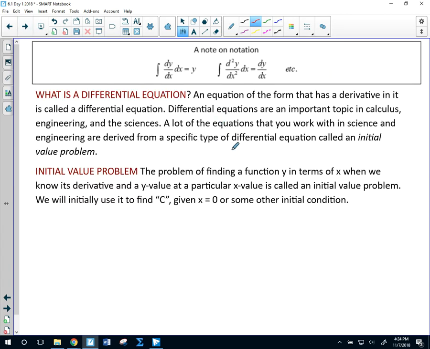So now we're going to talk about differential equations. A differential equation is an equation that basically has a derivative in it. Differential equations are used a lot in calculus, in particular in engineering. We will be focusing on what are called separable differential equations.